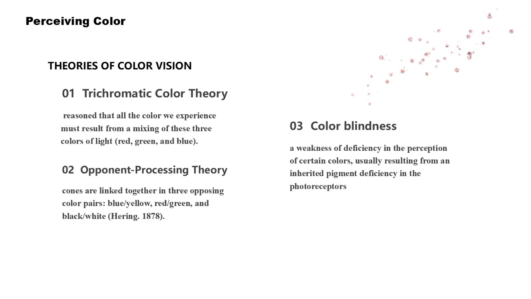The members of the color pairs oppose one another, whereby activation of one member of the pair inhibits activity in the other. Color blindness, a weakness or deficiency in the perception of certain colors, usually resulting from an inherited pigment deficiency in the photoreceptors.